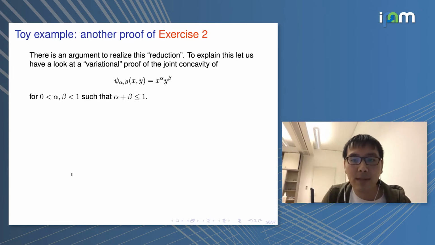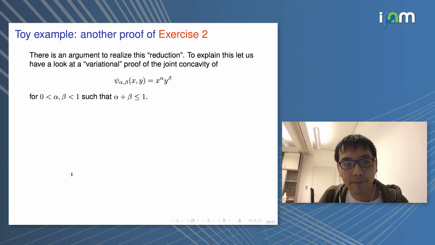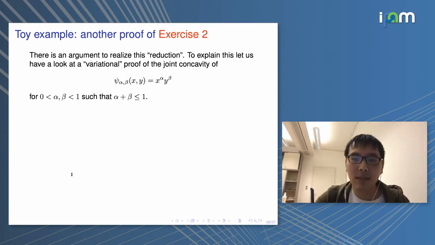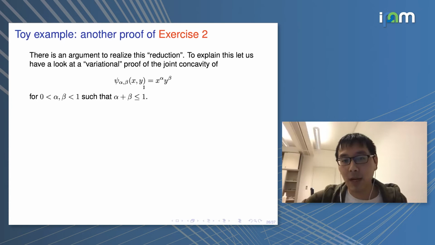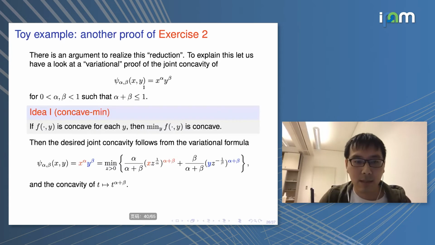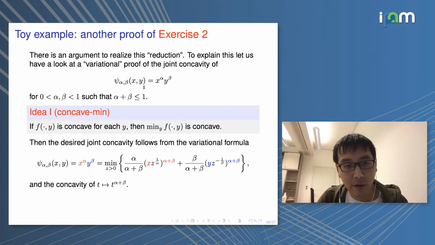But to explain this argument, let me first give you another proof of exercise 2, in the scalar setting. In the following, we will prove that when alpha and beta are between 0 and 1, such that alpha plus beta is smaller than or equal to 1, this scalar function psi alpha beta is jointly concave. Certainly we know that this can be done easily by computing the Hessian of this function. But in the following, we will give a variational proof.